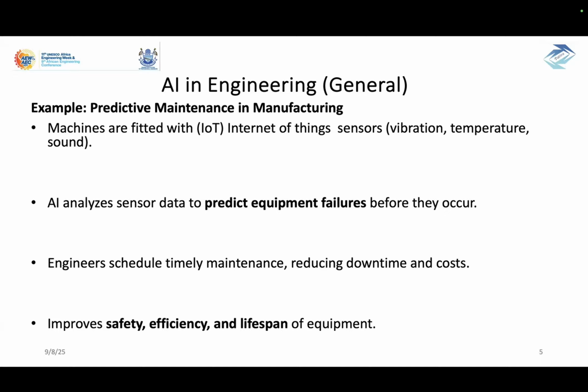So this week we've been talking about AI in relation to agricultural engineering and crops. But AI can be applied to any engineering field. Okay, I just wanted to put this here.